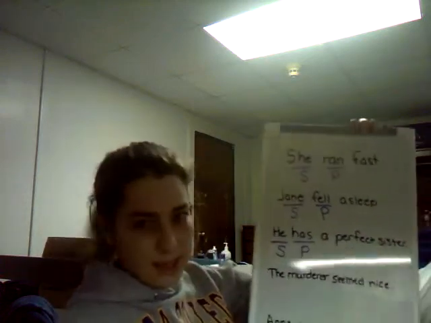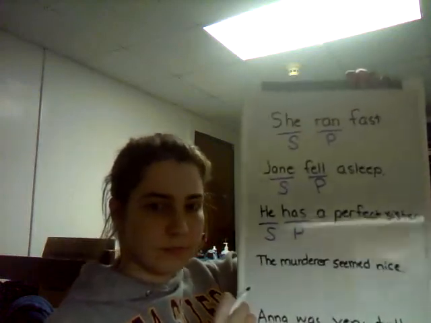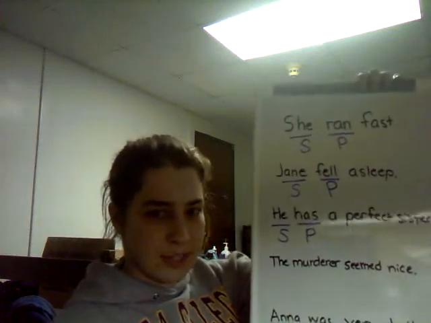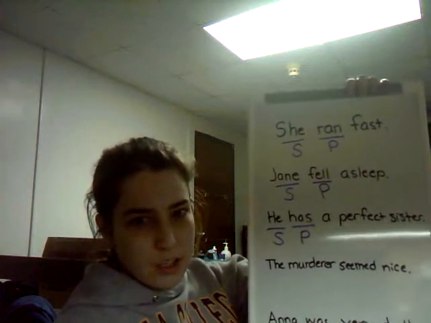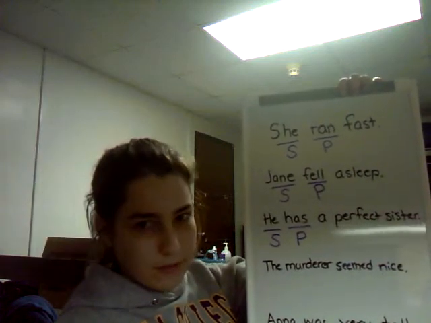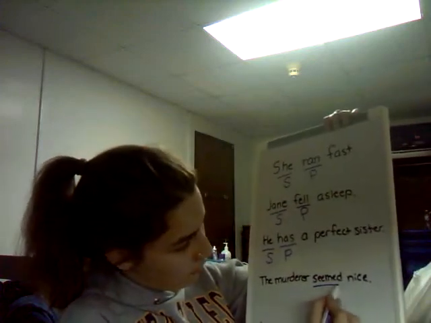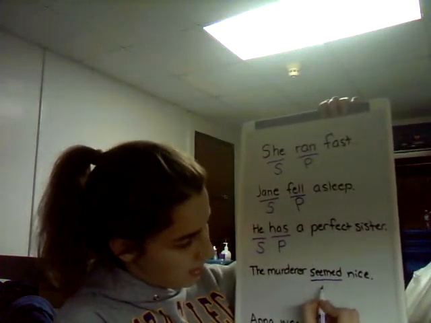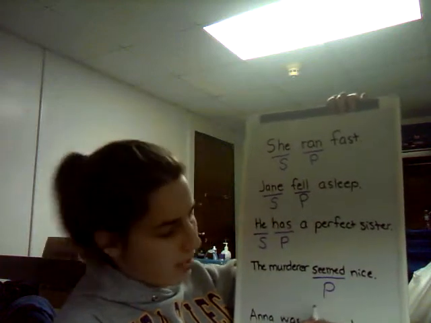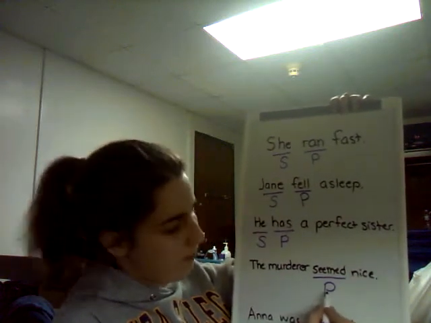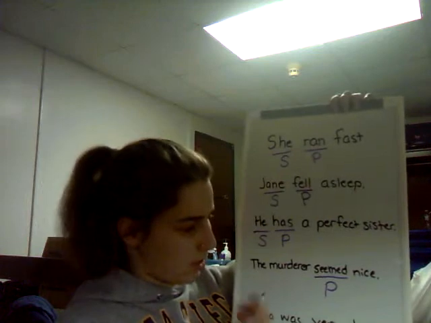And the next one, the murderer seemed nice. So what's going to be the verb here? It's seem. You can seem something. You can't murderer, you can't nice, you can't the. So that's going to be your predicate. And then who seemed? The murderer.